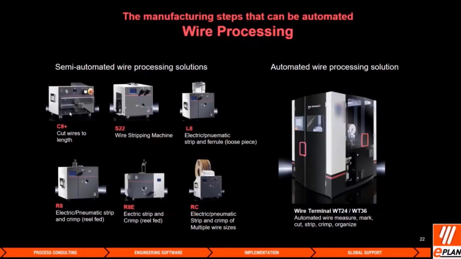We do have semi-automated equipment for customers that have lower volumes or certain specific needs for wire cutting, stripping, or strip crimping, for ferrules, whether they're loose piece or reel fed. But the piece I really want to talk about today is the automated wire processing solution, the wire terminal.